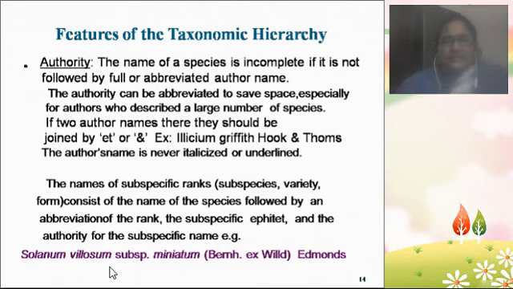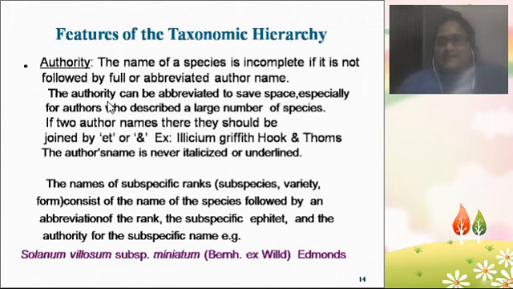Okay, so here for example, Solanum villosum. Villosum is the species name, Solanum is the genus name. Solanum genus, villosum species, subspecies, like this you have to write, and the subspecies name you have to write is miniatum, and then the scientists who discovered it, Bem, and that is the ex wild category, and also Edmonds. So like this, the naming of the species will be done. That is known as the authority.